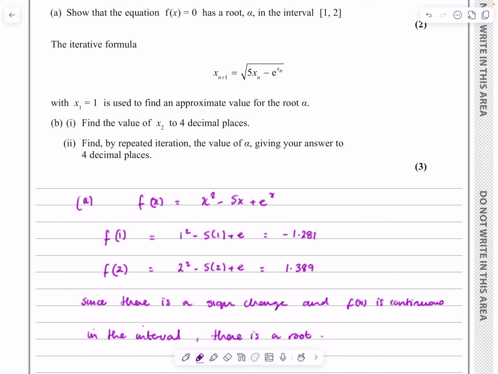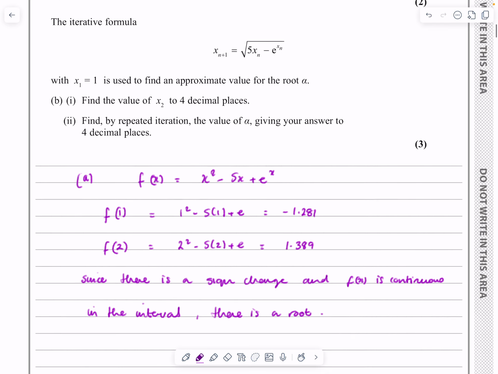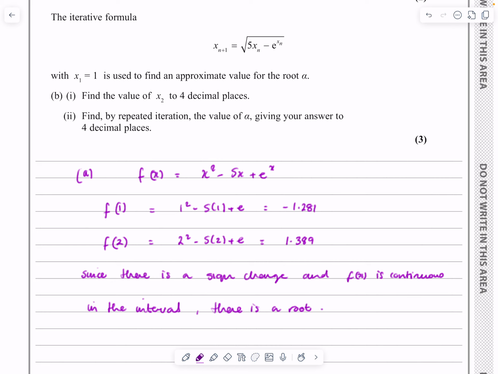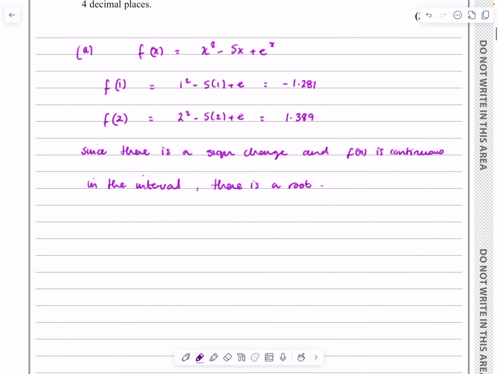Part B says, iterative formula x_(n+1) equals the square root of 5x_n minus e to the x_n. Start with x1 equals 1. And what we've got to do, we've got to find x2 to 4 decimal places, so make sure you do that properly. And then part 2 is one of these, they're getting increasingly more common, where you keep repeating the iteration until we get the value to 4 decimal places. So what that means is, well, I'll show you, but you basically keep repeating it until it doesn't change for the first 4 decimal places.